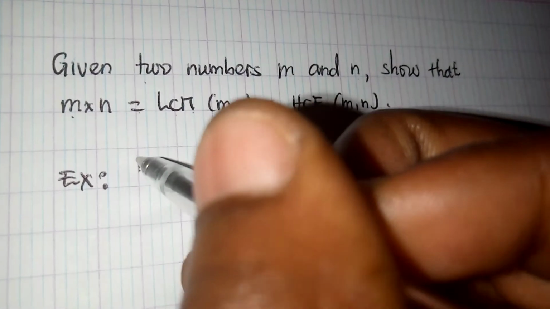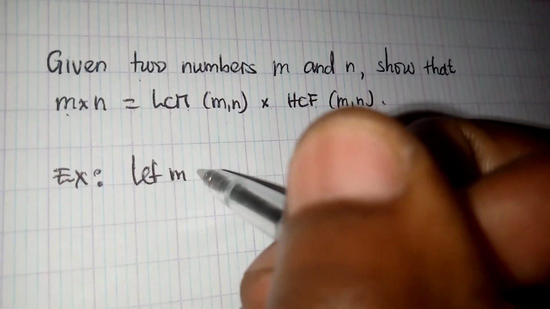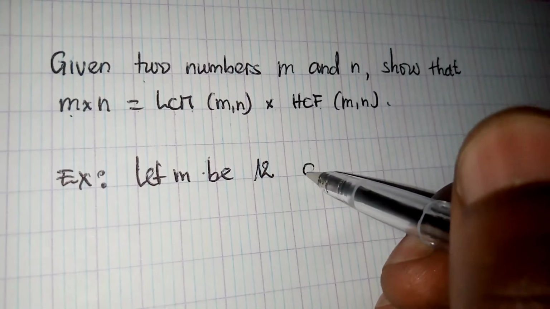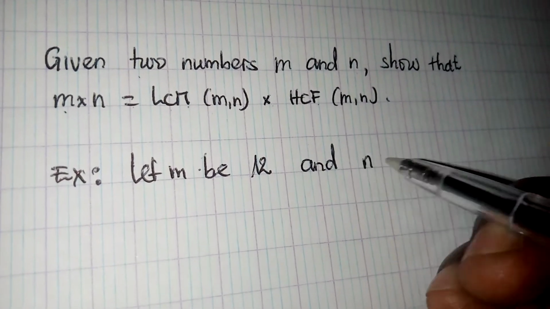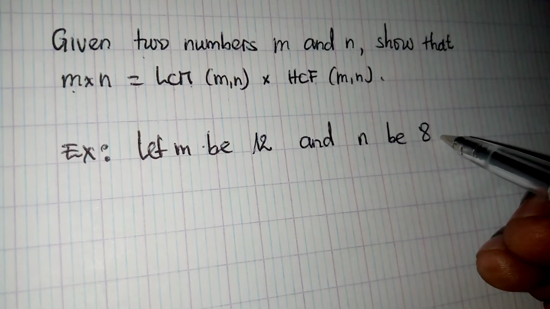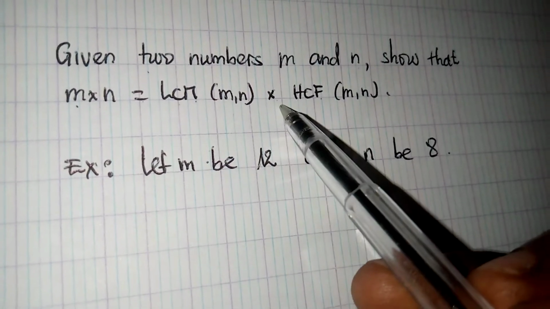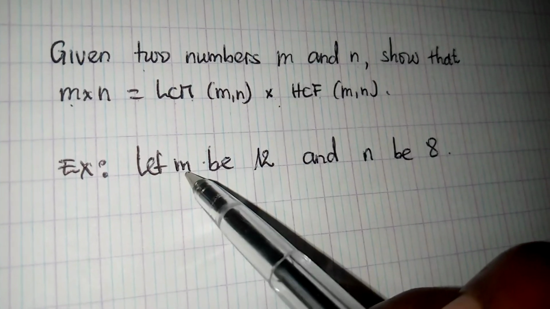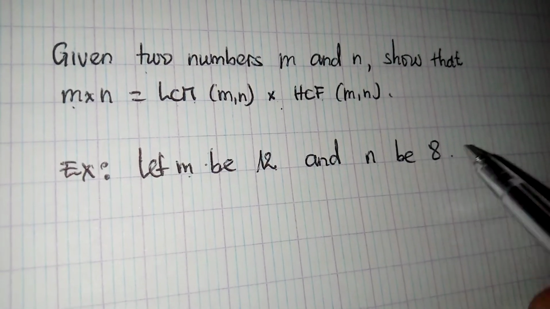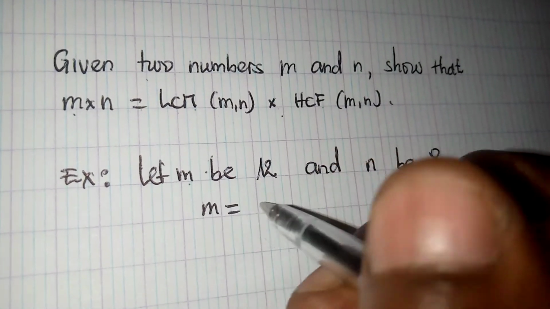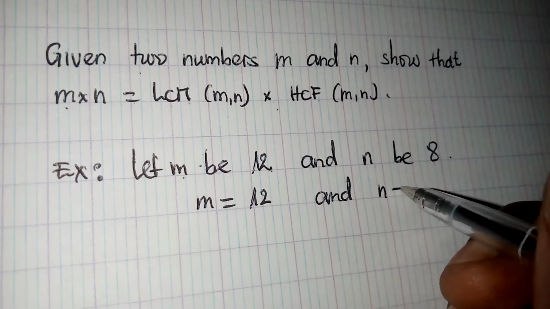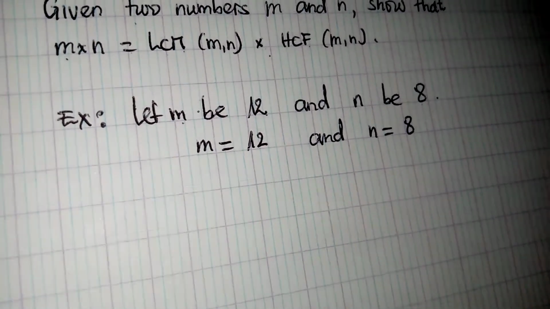Now let m be 12 and then n be 8. Now we are going to show this for the numbers m equals 12 and n equals 8. So m equals 12 and then n equals 8.